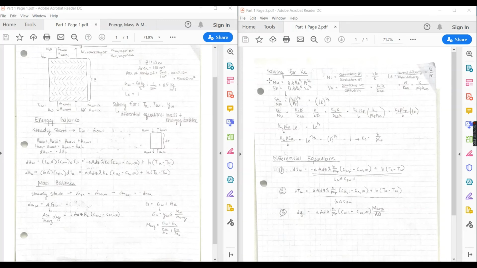So it's given in the problem that the Nusselt number for this system is equal to 0.6 times the Reynolds number to the 1/2 power times the Prandtl number to the 1/3 power. And we know that the Nusselt number is the ratio of convective heat transfer over conductive heat transfer.